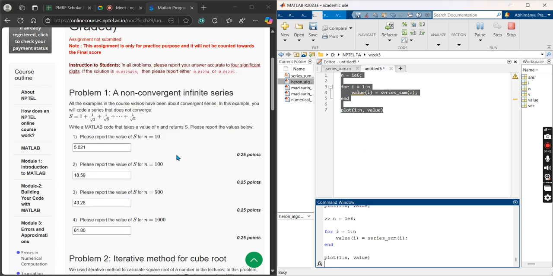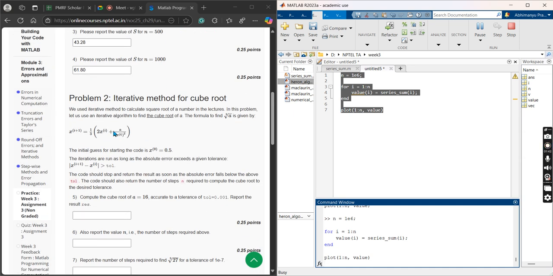So until this runs, let us check the next question. We used the iterative method to calculate the square root of a number in the lectures. In this problem, we use the iterative algorithm to find the cube root of 5. The formula is given. The initial guess for starting the code is 0.05. The iterations run as long as the absolute error exceeds a given tolerance. The code should stop and return the result as soon as the absolute error falls below the tolerance. The code should also return the number of steps required to compute the cube root to the desired tolerance. Okay, fine.